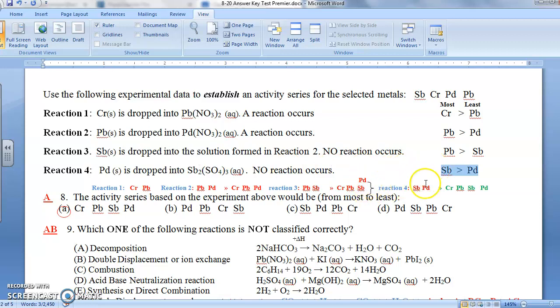So now we broke this tie. Antimony is more active than palladium, Pd. So our final order: chromium most, then lead, then antimony, then palladium. That's letter A.